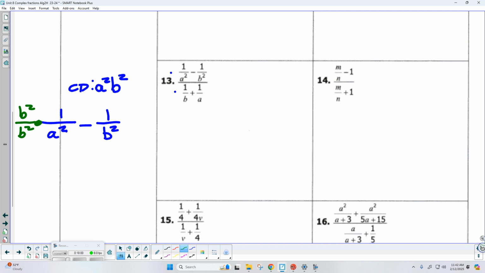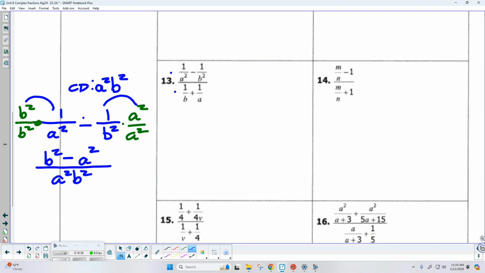So what am I doing for the other one? Yeah, so I'm going to multiply it by a squared over a squared. Okay. So let's see here. Do you want me to keep these separate for one more step, or can we go ahead and combine them? Everybody's okay with that? Okay. So down below, I'm going to have my a squared, b squared times 1 minus 1 times a squared. What would I have? So it'd be b squared minus a squared.